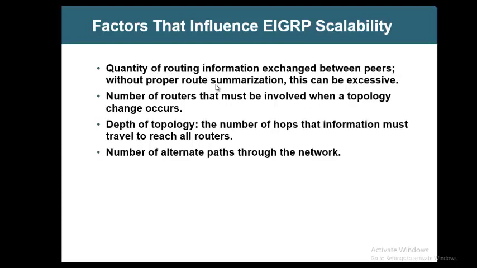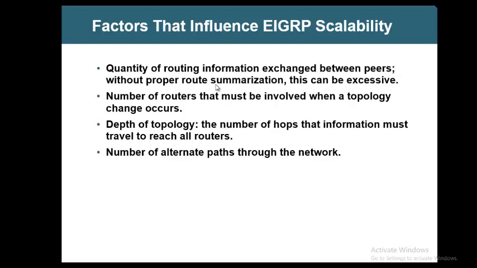Third point, depth of topology, meaning the number of hops that the information must travel to reach all the routers. So if you want to send an update, how many routers does it need to travel through? That also will influence the scalability. The number of hops that information must travel also needs to be as low as possible.